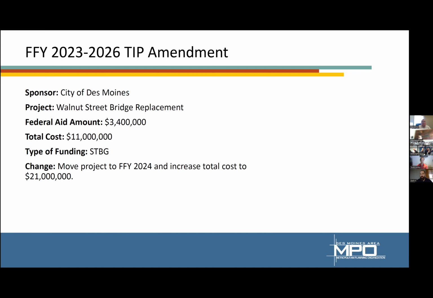So this item is before you for your approval. If you have any questions about it, I'd be happy to take them. Is this taking money from something? I'll move approval. Is this taking money from something? Oh, it's like a multi-level bridge apparently.